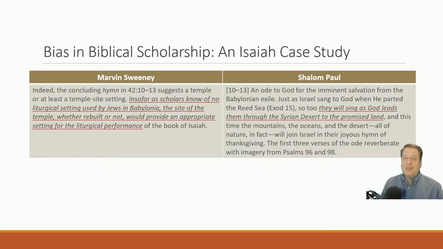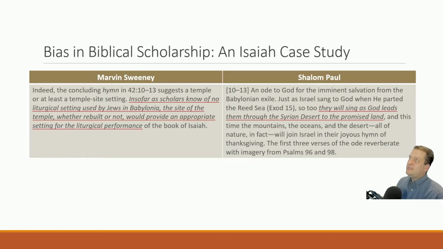Now let's look at an example of bias in biblical scholarship, and let's do a case study from Isaiah scholarship. Here are some passages from Isaiah commentaries by Marvin Sweeney and Shalom Paul. These are world-class Isaiah scholars. And these scholars have differing views on the setting for some passages in Isaiah. And let's look at how their biases are manifest in their scholarship.